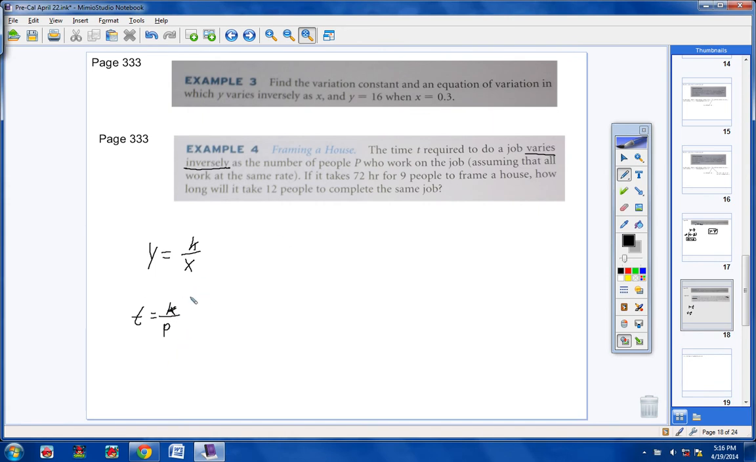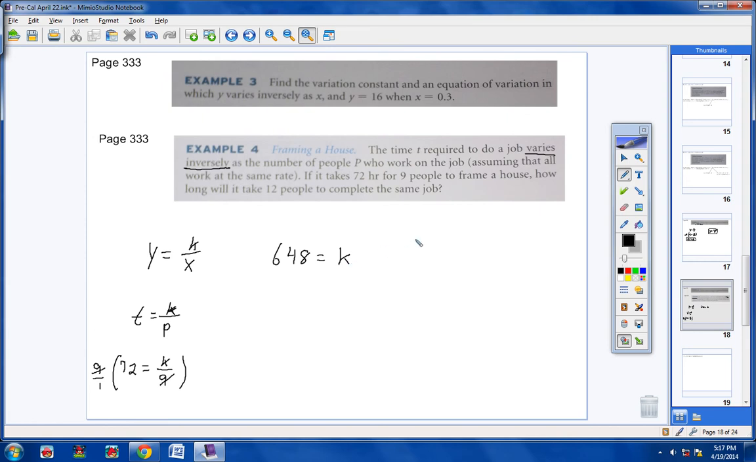Okay, guys, I'm back. We're going to solve for k. Now, let's see here. Look what they tell us right here. It takes 72 hours, so where my t is, I'm going to substitute 72. It takes 72 hours for 9 people to frame a house. So where the p is, I will put a 9. Now, it should be very easy to solve for k. I'm just going to multiply the entire equation by 9 over 1 to get rid of my fraction. Now, if I do that correctly, 9 times 72 is going to give me 648. And 9 over 1 times k over 9, your 9's cancel, leaving you with k. So look, I found my constant of variation.